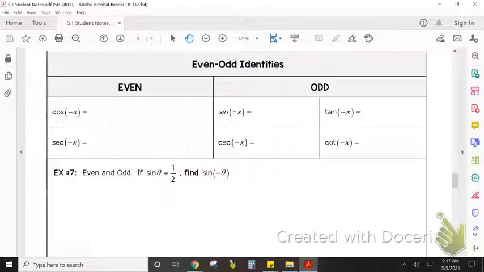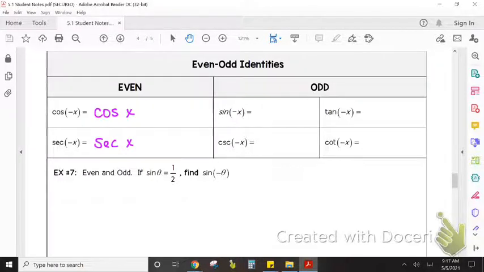And so we've talked about this before, where our only even function is going to be cosine and its reciprocal. So that means if you have cosine of negative x, that's the same exact thing as saying cosine of positive x. Secant of negative x is the same exact thing as saying secant of positive x. Now, if cosine is reciprocal to the only even, that means the other ones must be odd.